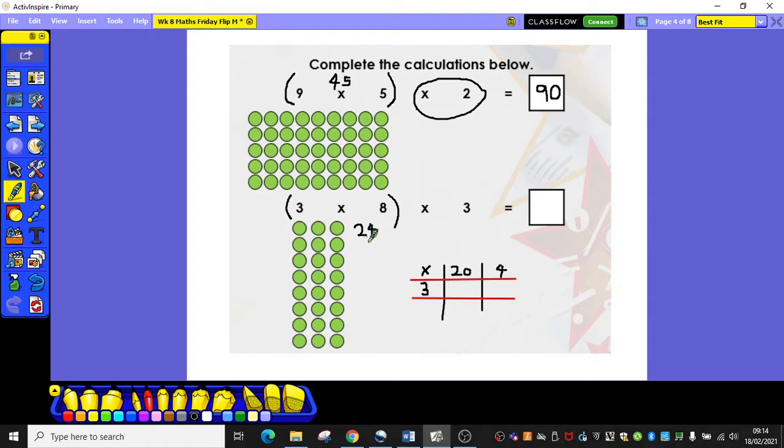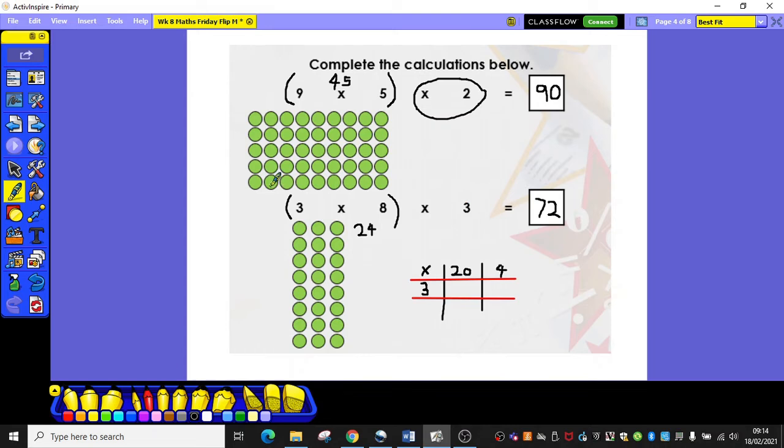However, triple 24, well, I know 3 lots of 20 is 60, 3 lots of 4 is 12, put that back together, I've got the answer 72. Okay, so that's how to multiply 3 numbers. I'm multiplying the first 2 together, and when I get my answer, or my product, if you like, I'm then multiplying it by this number.